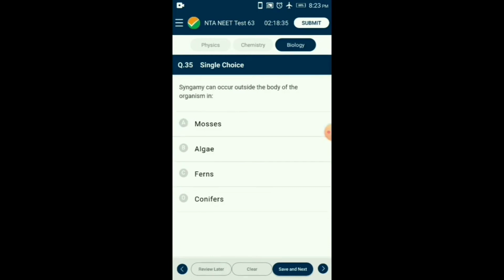Question number 35. Syngamy can occur outside the body of the organism. Fusion of male and female gamete is called syngamy. External fertilization is present in lower plants and occurs in water. It occurs in algae where both male and female gametes are released in water where they come in contact and undergo syngamy. So the answer for this question is option B, algae.